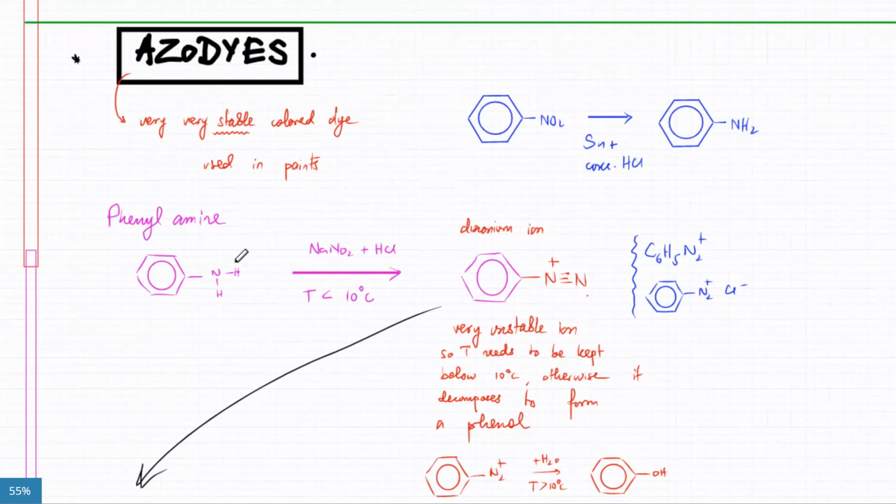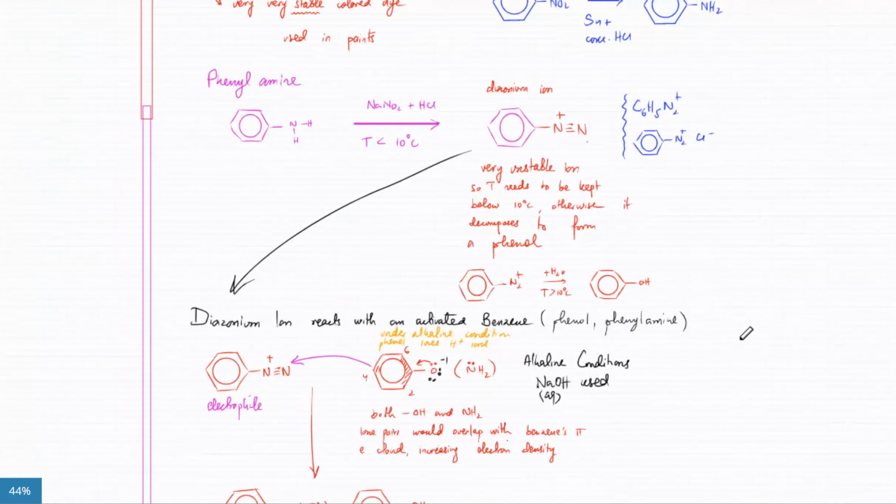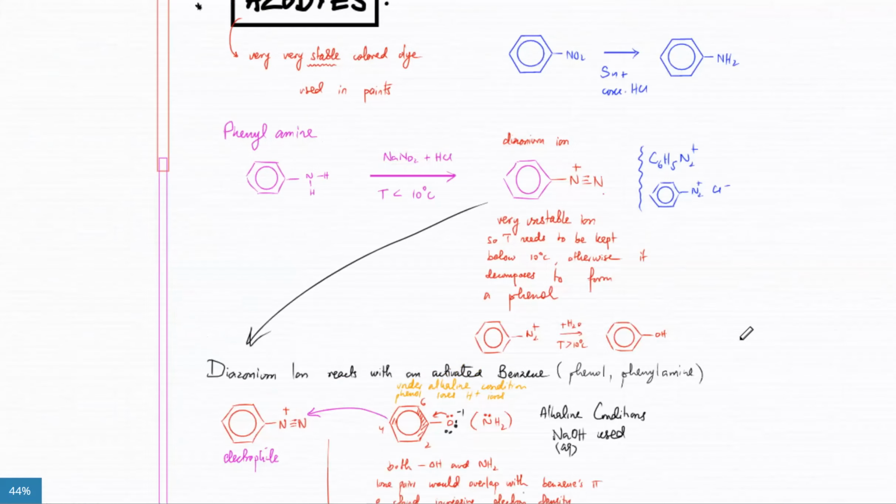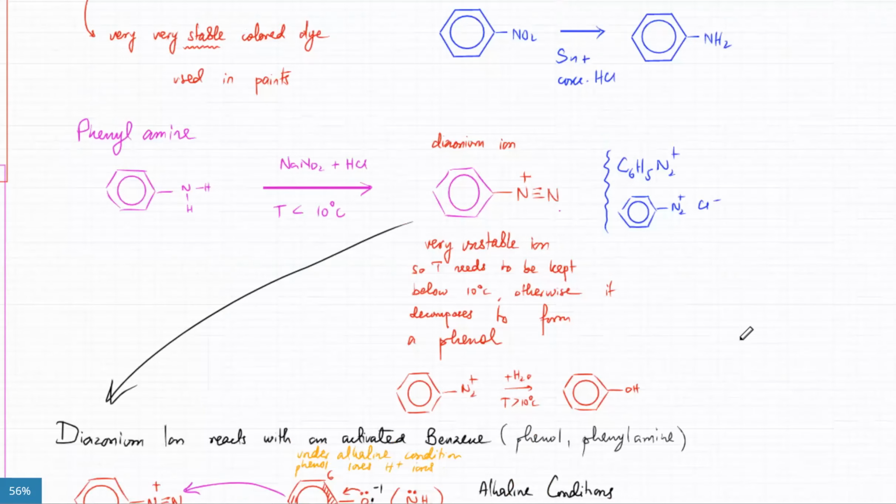And the first thing is you convert it into a diazonium ion or a diazonium salt. So this NH2 gets converted into N triple bond N+, which is a very unstable ion. So the conditions required for that are NaNO2 plus HCl, and the temperature's got to be less than 10 degrees centigrade. And now this is a very important reaction because you make very stable dyes out of it. Dyes need to be extremely stable.